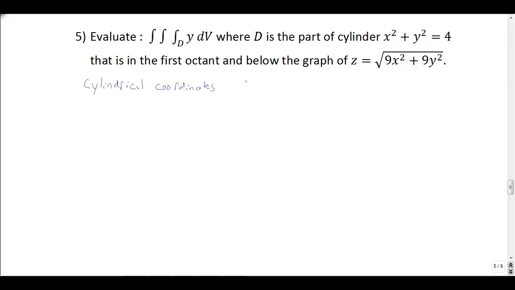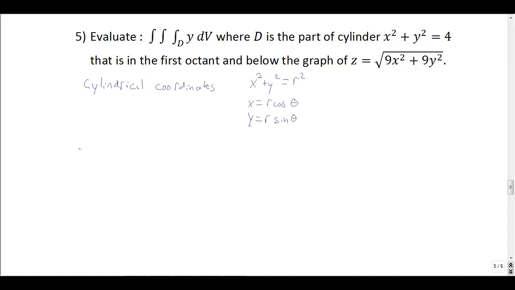And then the substitutions are that x squared plus y squared equals r squared. x is r cos theta, and y is r sine theta here. So those are some of the things going on.